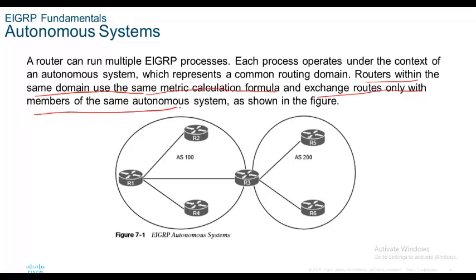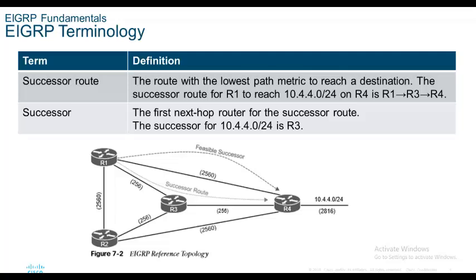Some terminologies in EIGRP that we should know in this fundamental EIGRP class. What is a successor route and what is a successor? If you take router 1 here, there are multiple paths to go to router 4. This is one path. This is another path. This is another path. This is another path. There are 4 paths.